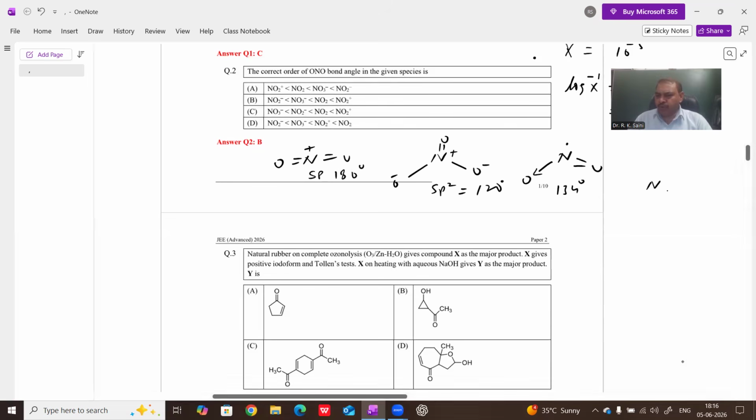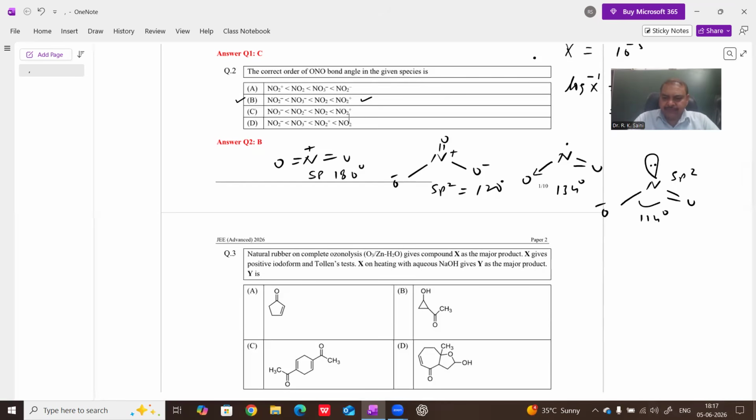And in case of NO2 minus, the hybridization state is sp2, but due to LP-BP repulsion, the bond angle is less than 120 and is nearly 114 degrees. Therefore, answer B: NO2 negative least, then NO3, then NO2, and then NO2 positive. Question number next. Question third.